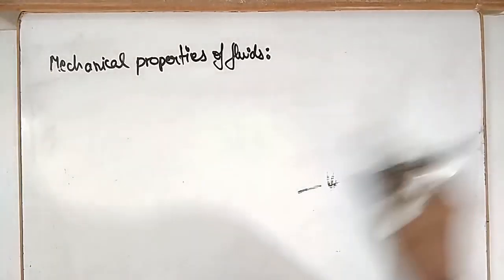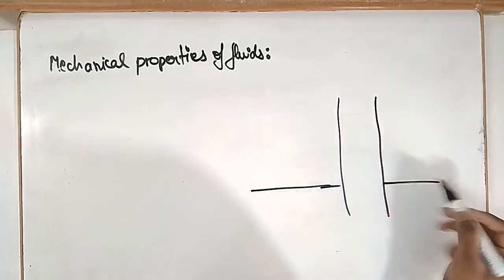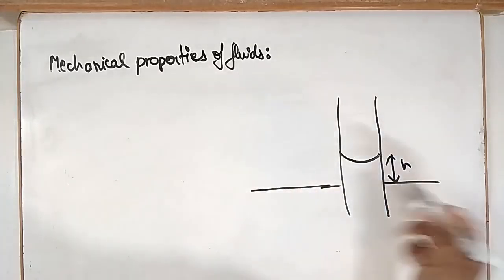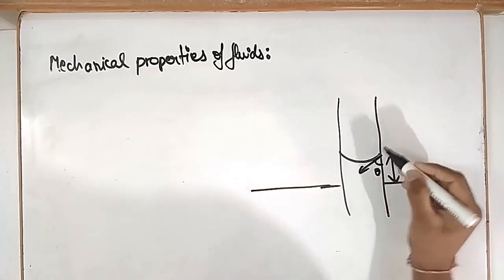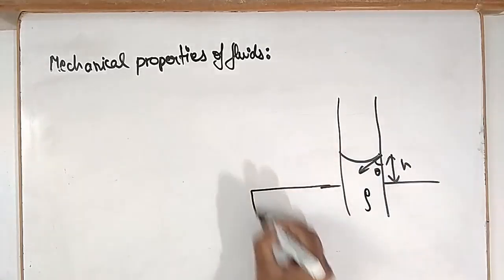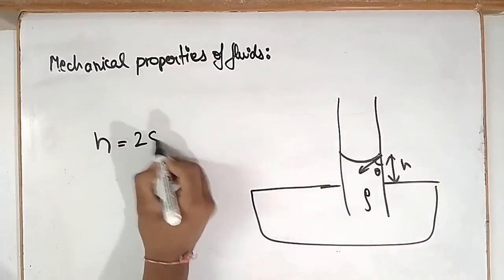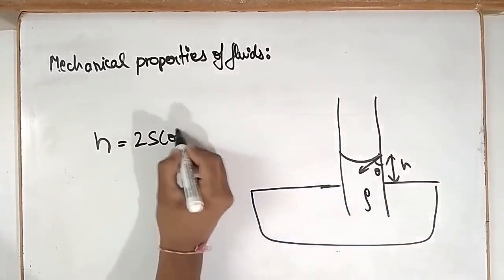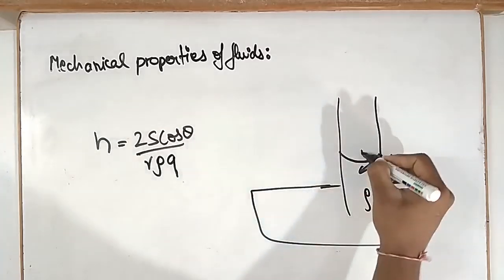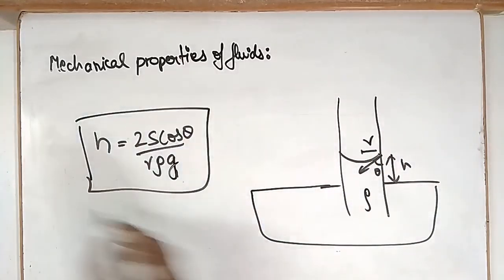Now, in a liquid column, in a capillary, the increase in height h, where the contact angle is theta and the density is rho, is equal to 2s cos theta by r rho g. Here s is the surface tension and r is the radius of the capillary. This is the formula for increase in height.